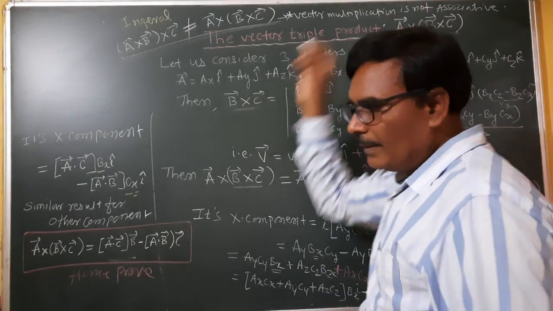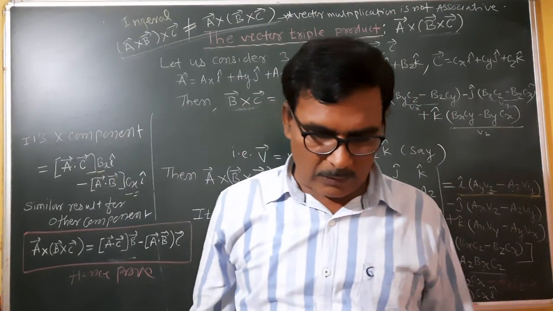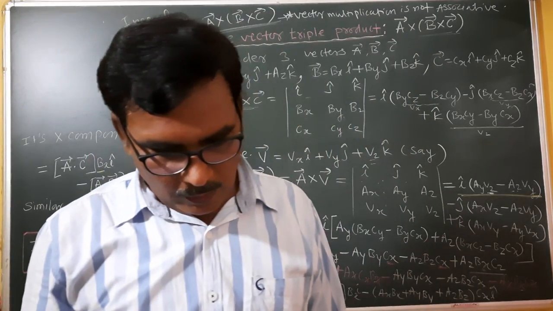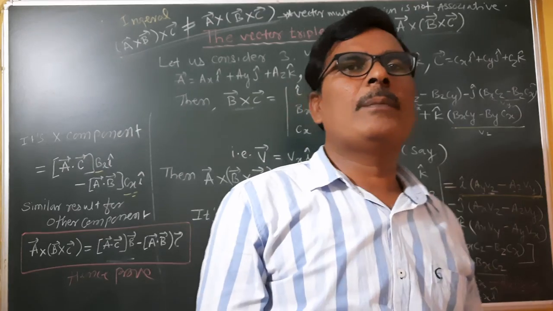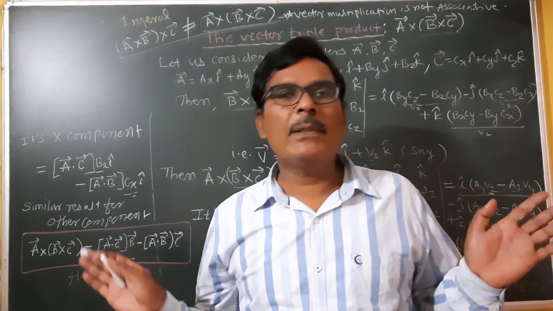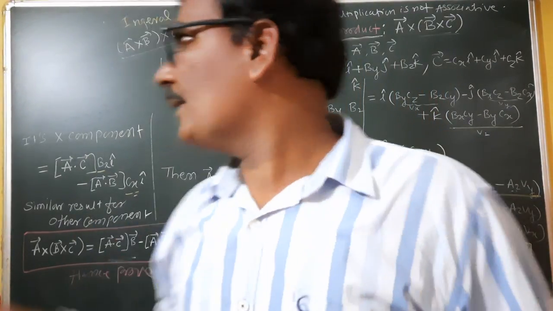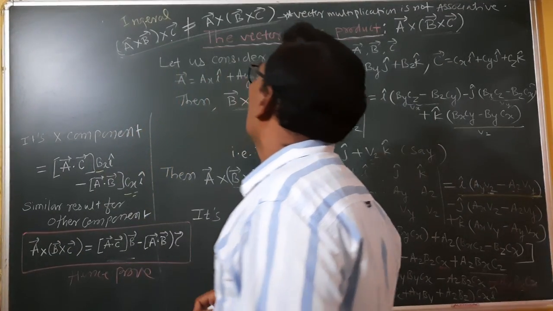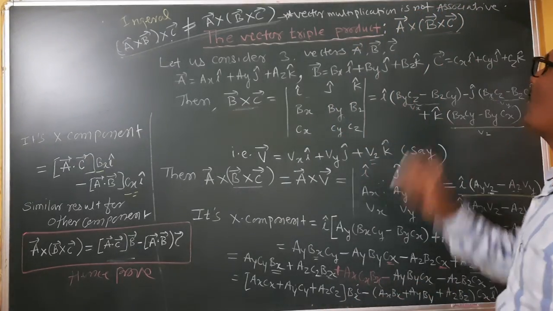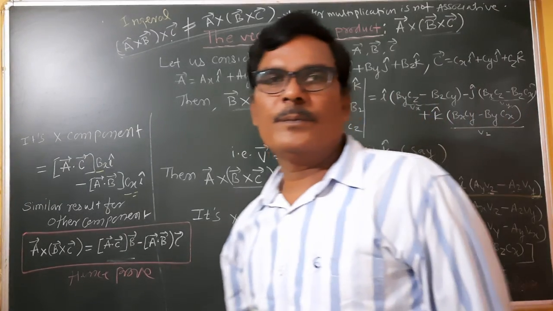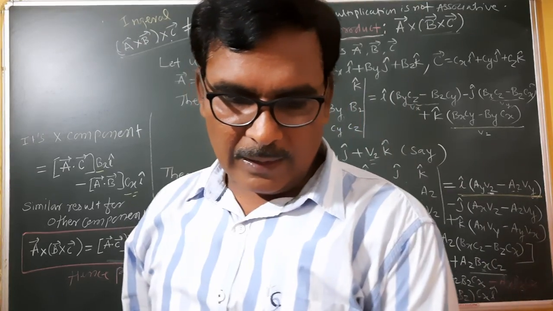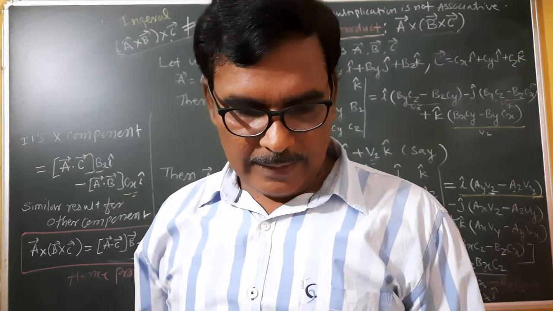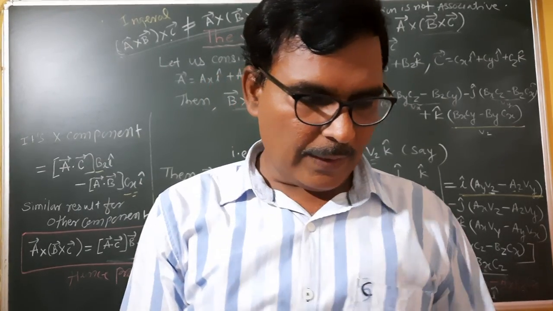It does not obey the associative law. Vector multiplication is not associative. That is, the value of the vector triple product is extremely different if the order of the factors is interchanged. See here, A cross B cross C is not equal to A cross B cross C with the grouping changed. Vector multiplication is not associative. Right? This is the vector triple product of three vectors, and in this way this article is finished here.